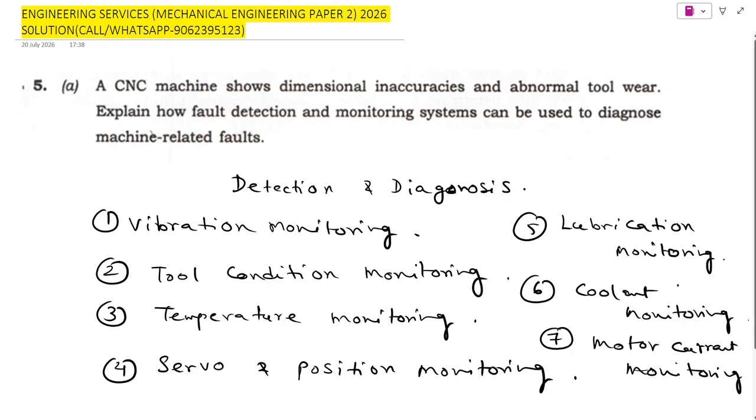Okay. Now, using the fault detection and monitoring system provides several advantages like early fault identification, reduced machine downtime, improved dimensional accuracy, increased tool life, better product quality, lower maintenance cost, improved production efficiency. So these benefits make the monitoring system an essential part of modern smart manufacturing.